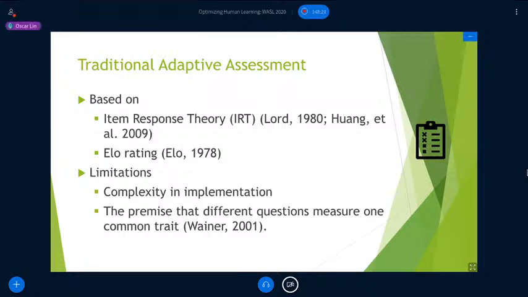Traditional adaptive assessment is based on two approaches. One is called IRT, item response theory. Another one is called error rating. Both are used widely, but they have some limitations. First is the complexity in implementation. The second one is the premise that the different questions measure one common trait.